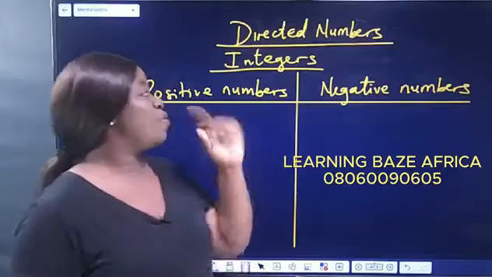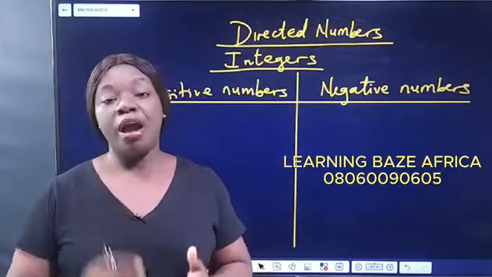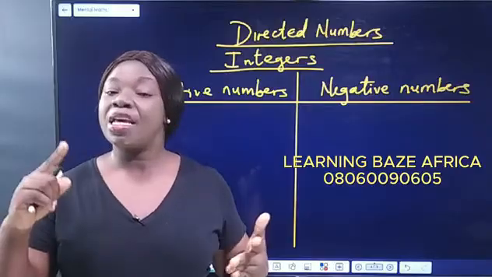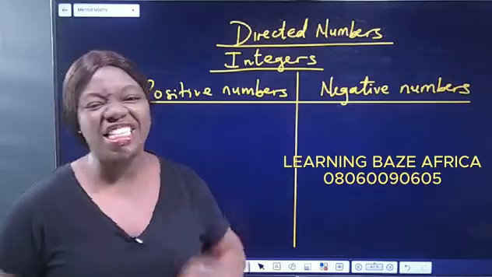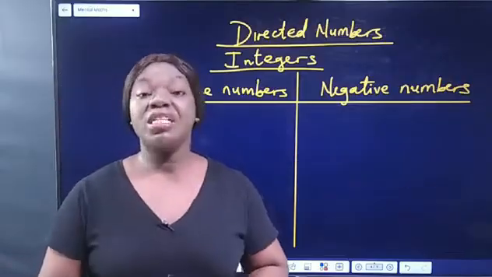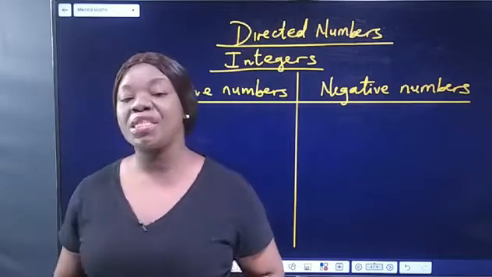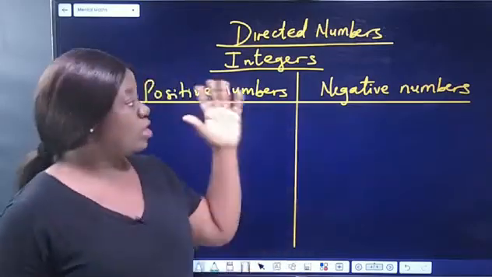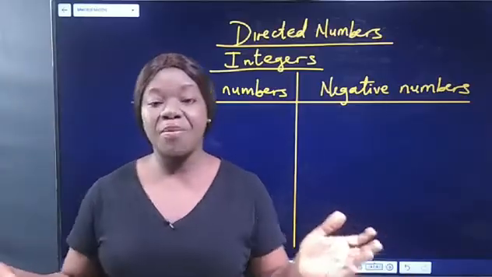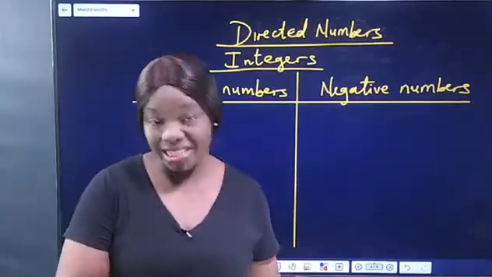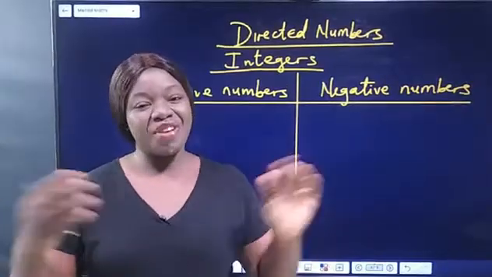In today's class, we'll be learning what we know as directed numbers. If you are in primary 4, 5, 6, or basic 7, that's JSS 1, 2, and 3, you need this topic every time, because in your external exams you will meet questions on this topic every year. So now, what are directed numbers? Directed numbers are otherwise known as integers, and they involve positive and negative numbers.